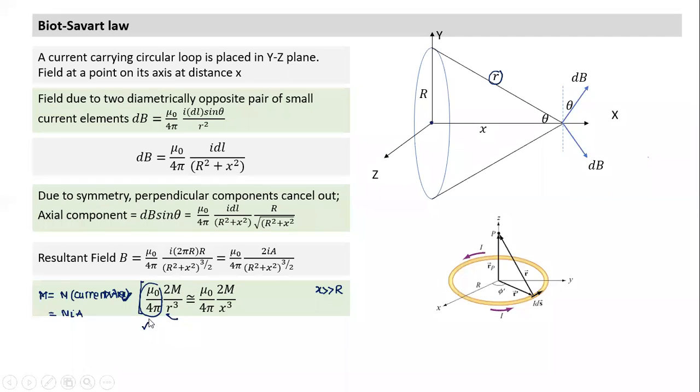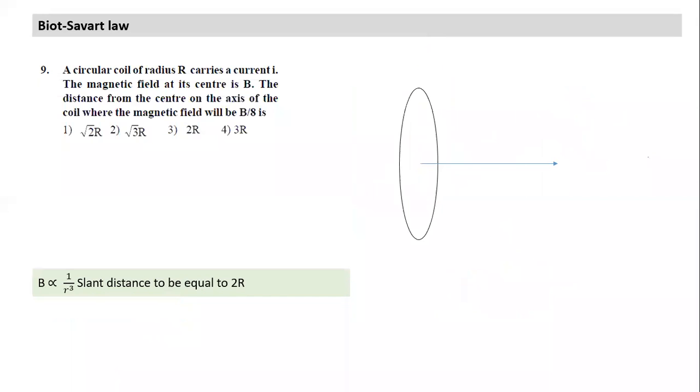Okay, so something like this. Is this formula valid even at the center? This formula is valid even at the center also. Suppose a simple question: a circle of radius R carries a current I. The magnetic field at the center is B. So at the center, what is the r value equal to? What is the distance from any point on the ring to this point? That's the inclined distance, which is equal to capital R.